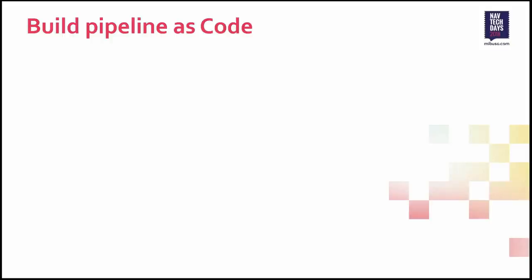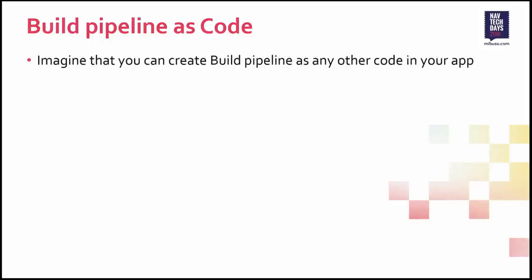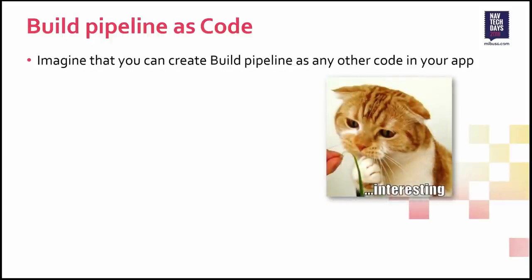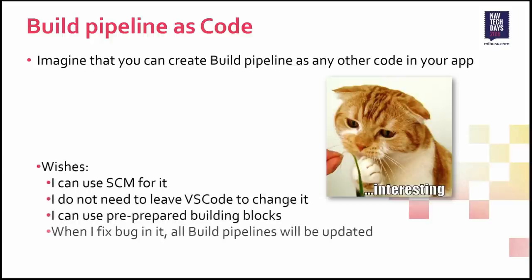Now, how can we create the pipeline? I don't want to do so many manual things to create something like that. It's really hard to do, and I would rather build the pipeline as code. Imagine that you create the pipeline like any other code in your application. It could be part of your source code. My wishes are that I can use source code management to version the pipeline. I do not need to leave VS Code to change something in the pipeline. I can use pre-prepared building blocks, because I don't want to write the pipeline again and again for each app I'm developing.